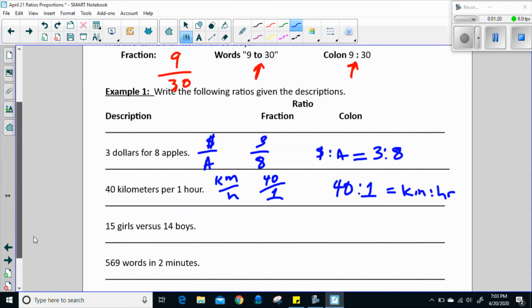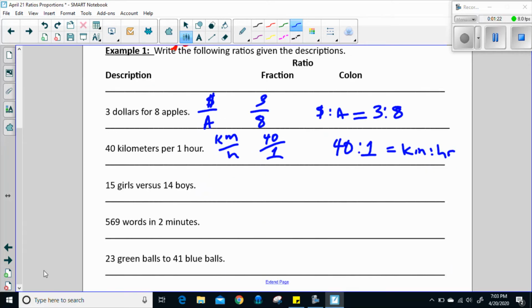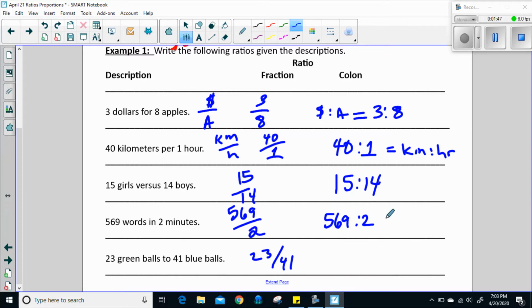Let's do a few more. We've got 15 girls versus 14 boys. So in fractions, we'd have 15 to 14. 15 dot dot 14, so there's my colon. 569 words in 2 minutes would give me 569 words in 2 minutes. 23 green balls to 41 blue balls would give me 23 dot dot 41.